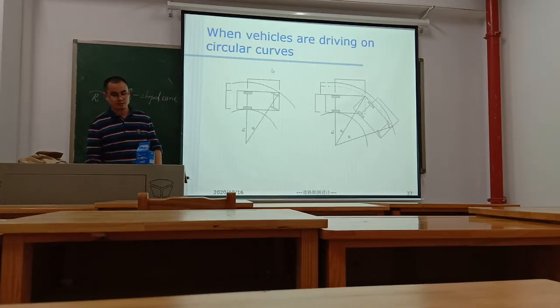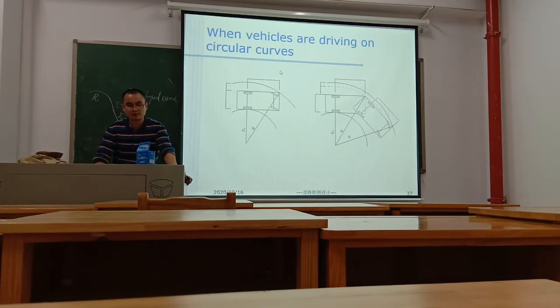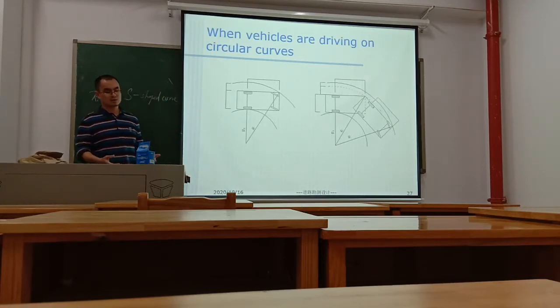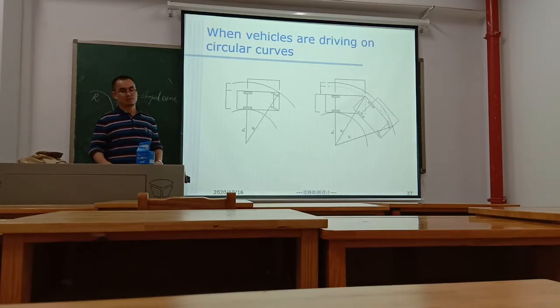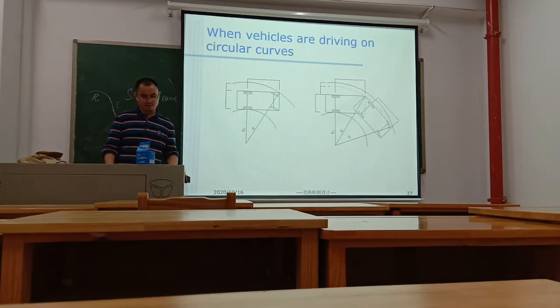When vehicles are driving on such a curve, this is a normal vehicle, such as a car or light truck. This is a heavy truck with two tanks.